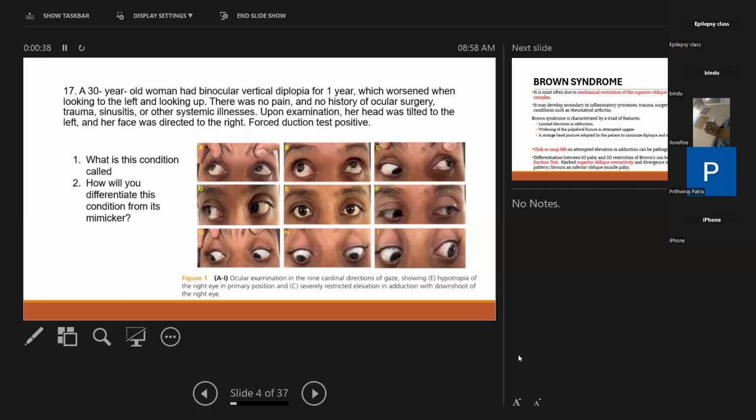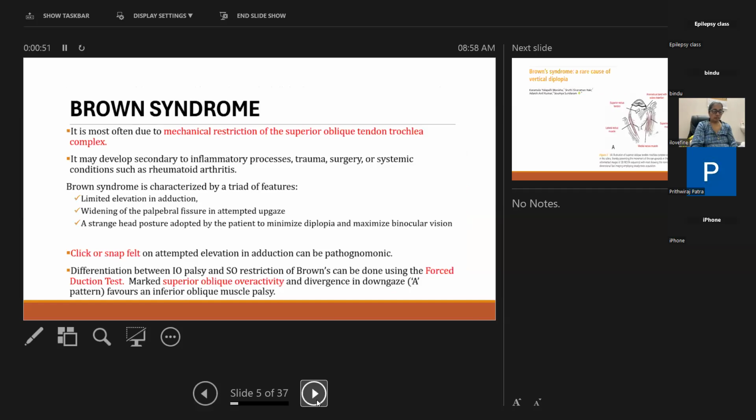Question 17, forced duction test positive. This patient is having features of inferior oblique palsy, but the clue is the forced duction test is positive. So the condition is Brown syndrome. Brown syndrome is due to mechanical obstruction of the superior oblique tendon. It will mimic an inferior oblique palsy.